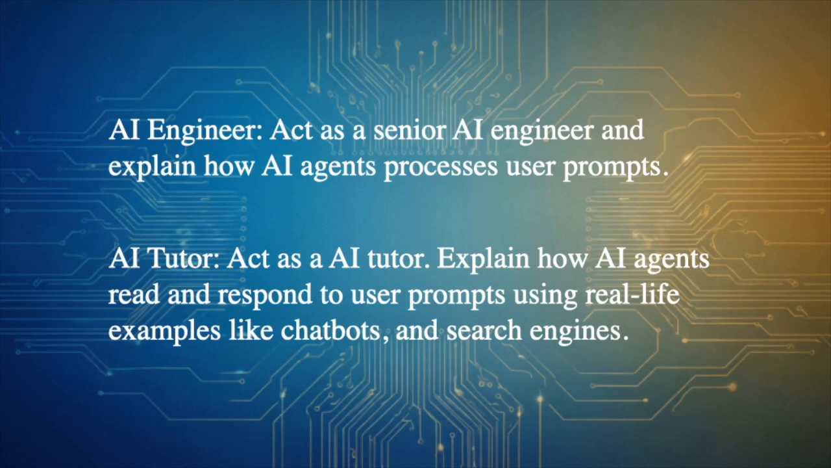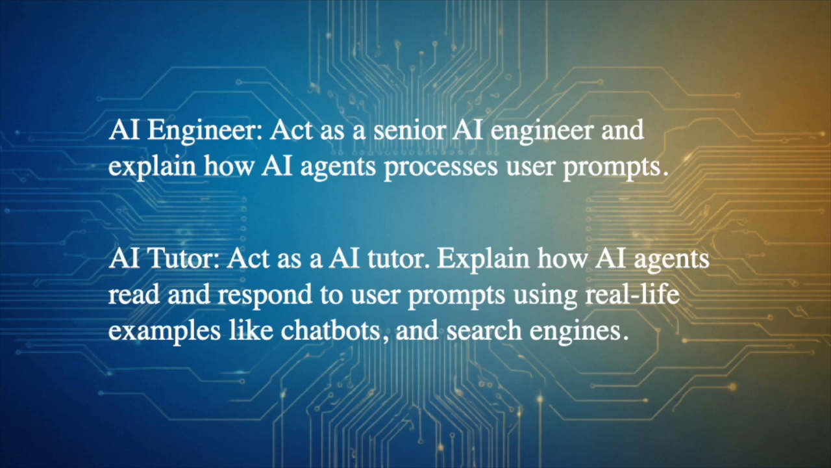An example of role prompting is when you explicitly assign the AI a professional identity and ask it to answer from that perspective, such as saying "act as a senior AI engineer and explain how an AI agent processes a user prompt," or "act as an AI tutor and explain how AI agents read and respond to user input using real-life systems like chatbots and search engines," which guides the model to adjust its tone, depth, and structure of explanation.